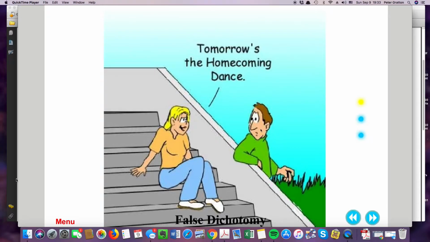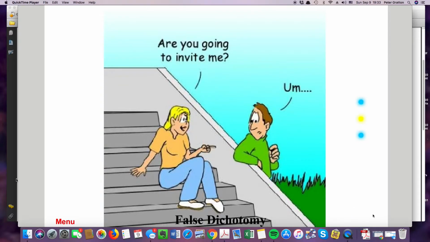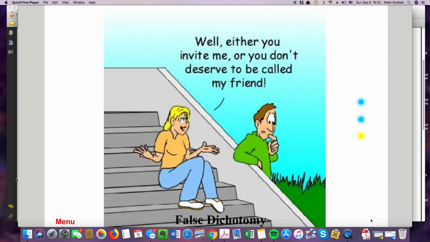Tomorrow's the homecoming dance. Are you going to invite me? Well, either you invite me or you don't deserve to be called my friend. Okay? That's a false choice. Okay? Or false dichotomy. Okay? In everyday English language, we tend to call it a false choice or a false dichotomy. In other words, there are more options here. Right? He might not invite her because he is just her friend, not a boyfriend or something, and wouldn't take her to the dance. So he may do something else for her.